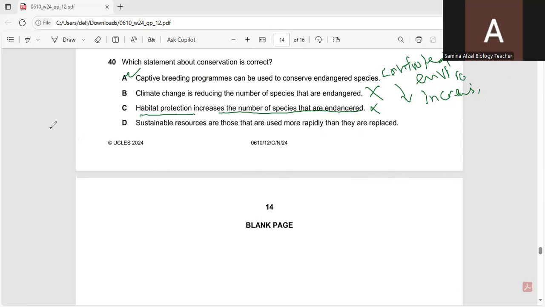So sustainable resources, first of all, what are sustainable resources? Defined as those that are used at a rate that allows them to naturally replenish or be replaced. So sustainable cannot be those that are used more rapidly than they are replaced. If resources are used more rapidly than they are replaced, they are unsustainable. So this is not the correct option. Only A is the correct option.